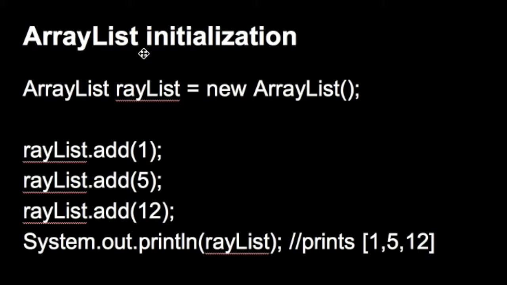And just to look at some basic array list initialization, we have our key identifier ArrayList, and we say new ArrayList because an array list is an object, so we have to use the keyword new. We say ArrayList is equal to new ArrayList. Then we have our add function here, which will just add those elements to the list one after another. So we have ArrayList.add 1, ArrayList.add 5, ArrayList.add 12. And if we go ahead and print just the name of our array list, it'll print out 1, 5, 12 within brackets.